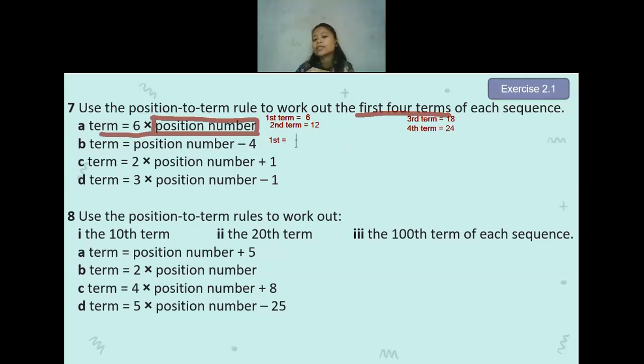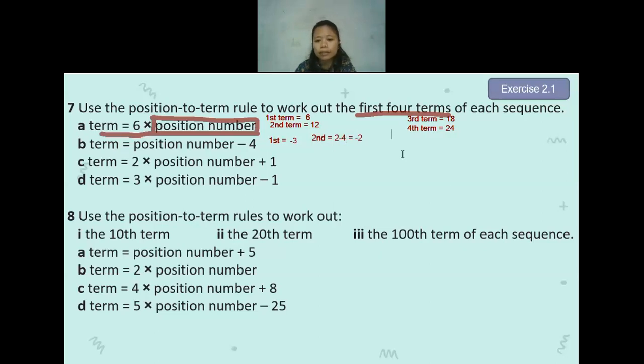Read the question. Position number minus 4. So the position number, if it is the first term, will be 1. 1 minus 4 will be how many? Negative 3. Now, for the second term, how many will it be? If it is the second term, I replace the position number with 2. 2 minus 4 is equal to negative 2. That is for the second term.